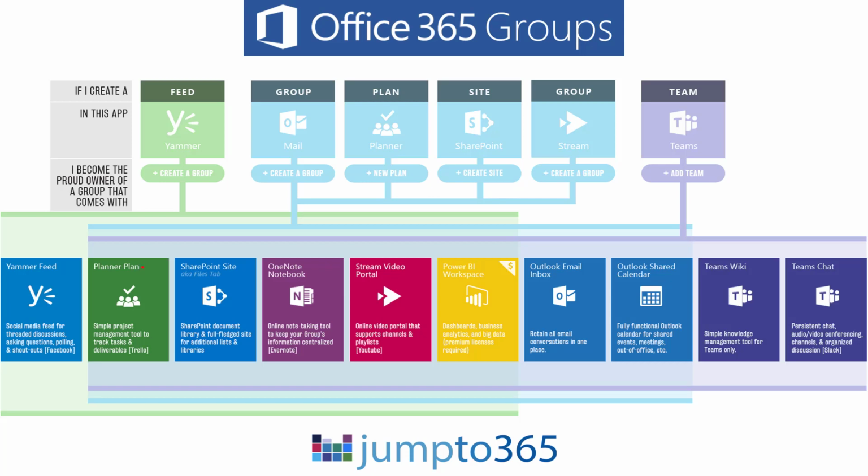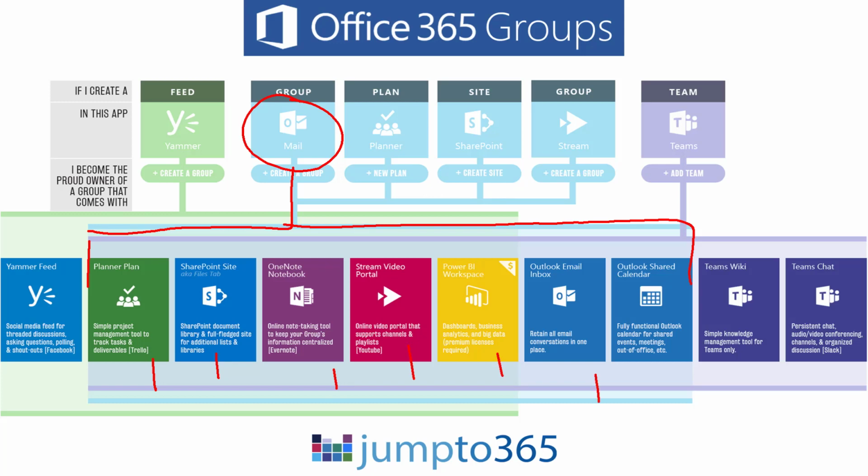Okay, let me explain that a little bit. You can make a group directly from Outlook. You can say, all right, I want a group. Once you make a group, you get the following. You get from here to here. So you get your plan, you got your SharePoint site, OneNote notebook, Stream, you got your Power BI workspace, and you have your Outlook email inbox and shared calendar for that particular group.